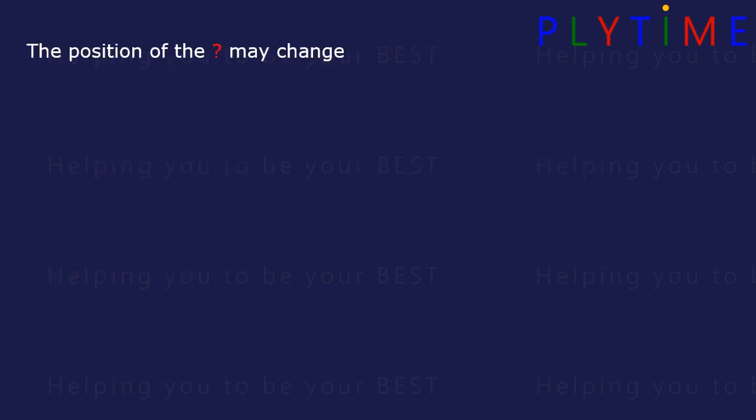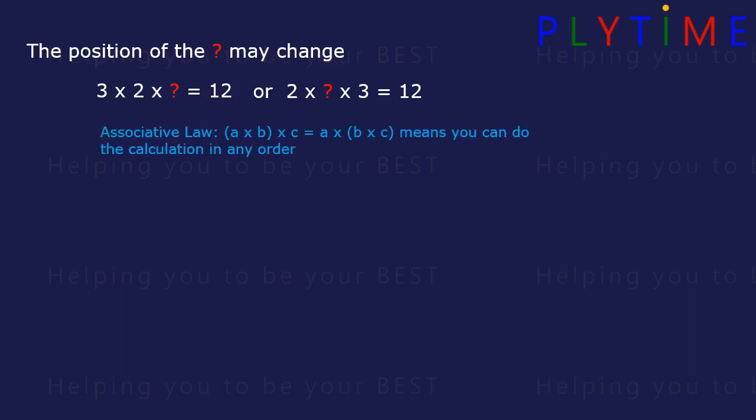The position of the question mark may change. We might have 3 times 2 times something equals 12. Or we might have 2 times something times 3 equals 12. The associative law means we can do the calculations in any order.